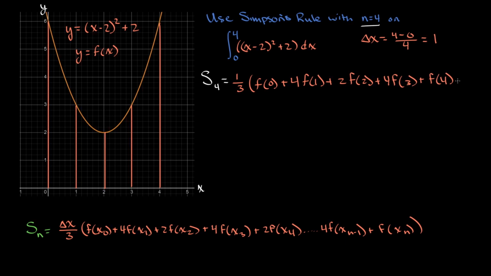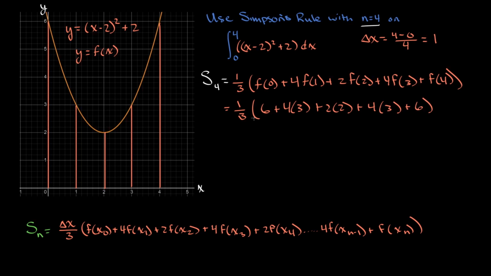So that's Simpson's rule written out, and now all we need to do is figure out what these function values are. We have 1/3 times f of 0, which is 6. We can just look at the graph here, or feel free to plug back into the function if you would like. Then plus 4 times f of 1, which is 3, so 4 times 3. And f of 2 is 2, so 2 times 2. Then plus 4 times 3 again, and then plus 6.